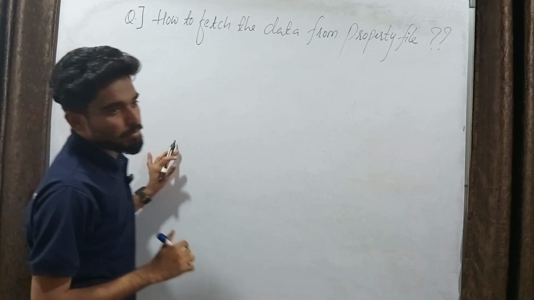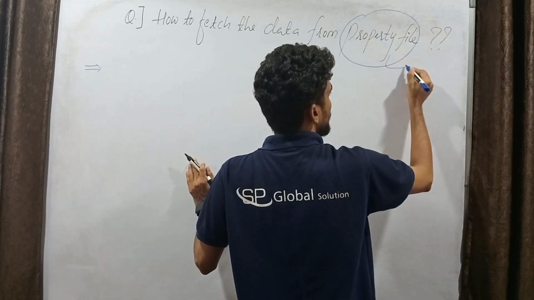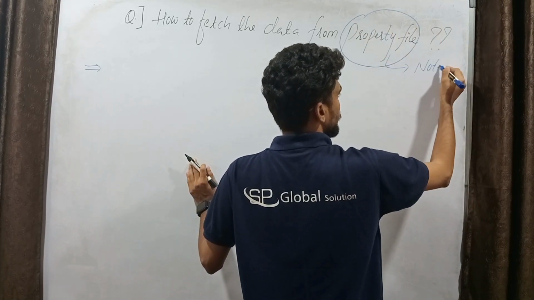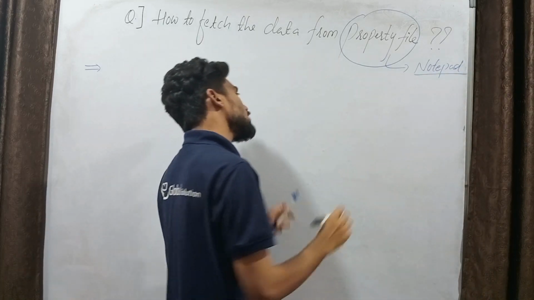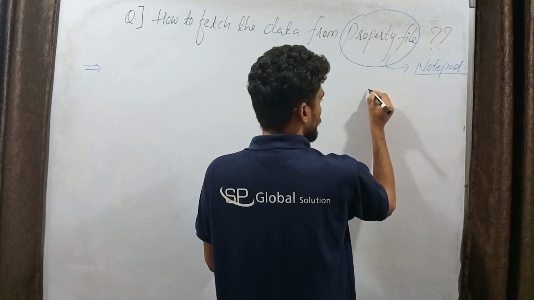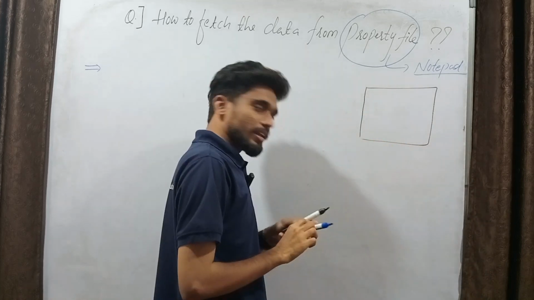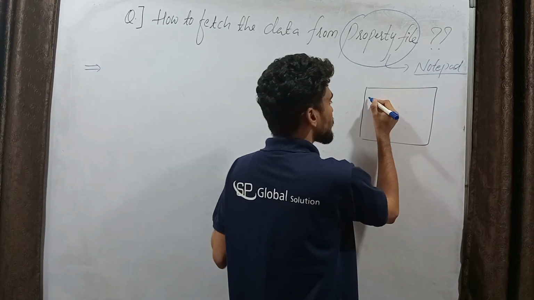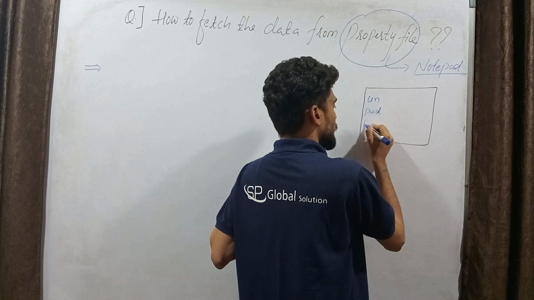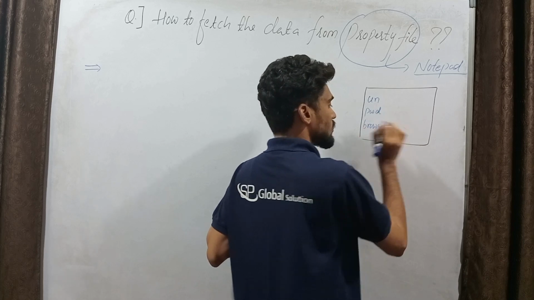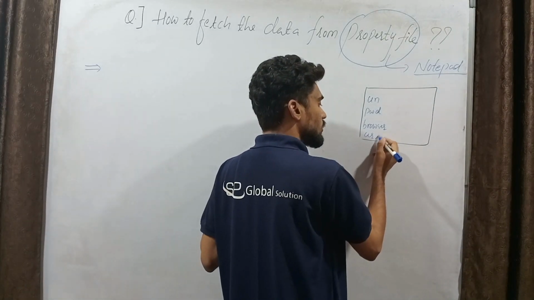First of all, what is meant by property file, sir? Boss, a property file is also called a notepad. For example, I have some data inside. I'll create one beautiful notepad here, and inside this notepad we will have some data. Username is there, password is there, even browser is there. Okay, three things are there. For example, you can even write the URL if you want.